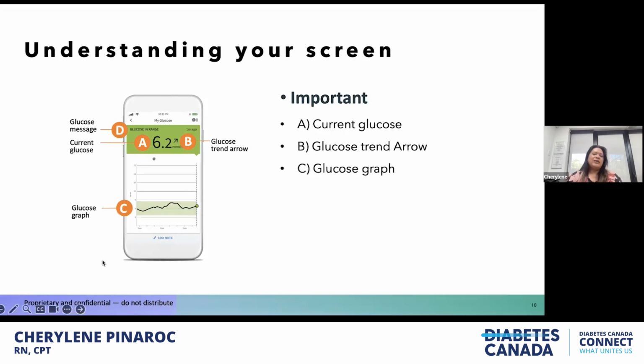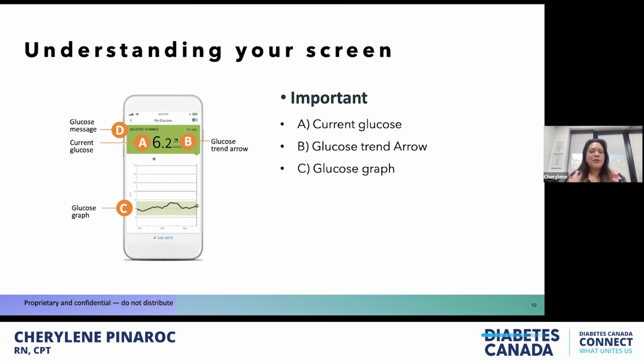The next important thing would be your glucose graph. Here, if you look at the bottom, this is your last 8 hours of data, and that will help a lot of people decide whether, if they're taking insulin right now, they gave themselves enough insulin.